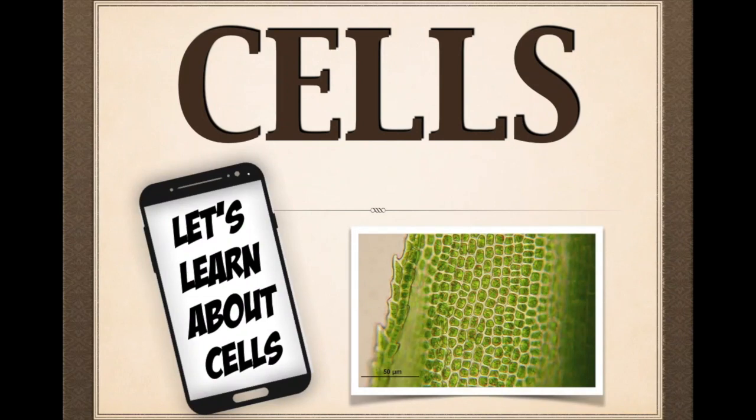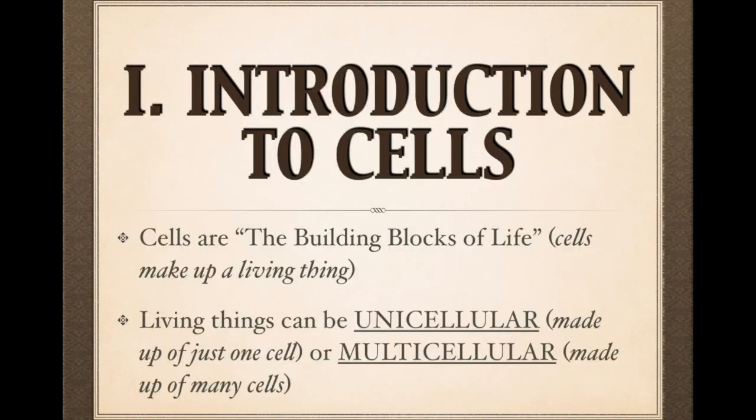Let's learn about cells. Cells are the basic building blocks of all life. Cells make up all living things. We can start off with a single cellular, or unicellular, living organism such as a bacteria or a protist, and then there are multicellular, many-celled organisms such as a human. Okay, we're made up of many different cells. So unicellular, uni meaning one, multi meaning many.